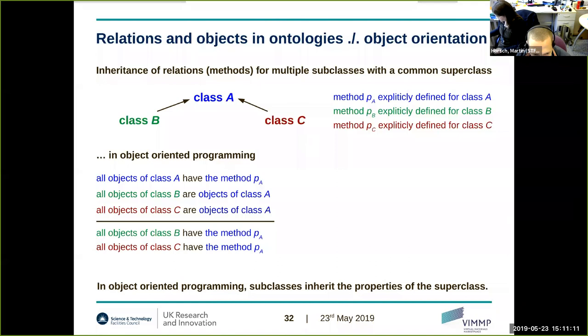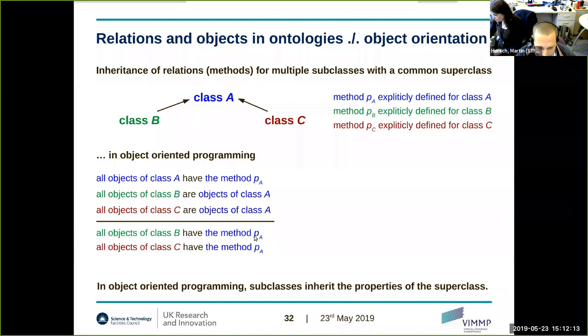For that reason, let us now compare how ontologies and object-oriented programming deal with objects and their properties, which is fundamentally different. That's why we need to have an eye on this. So imagine that we have a class A that has two different subclasses, B and C. In object-oriented programming, any of those classes and their instances can have methods and other properties. So for example, we could say method PA is defined for class A and so on for the classes B and C. Then, because class B is a subclass of A, all instances of class B will inherit the properties and methods defined for class A. Inheritance in object orientation goes from a superclass to the subclass. Objects of class A have the method PA. Objects of class B are objects of class A, hence they also have the method PA.